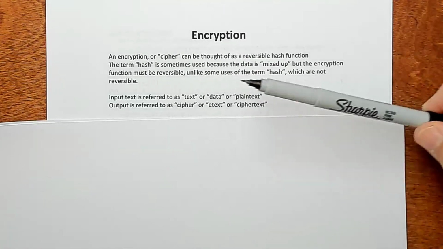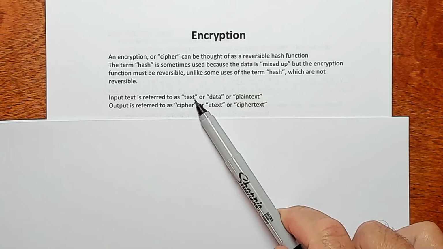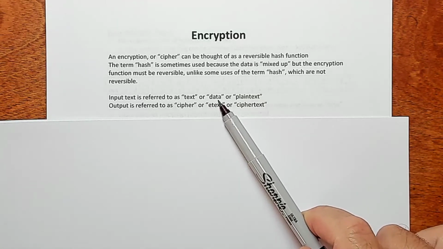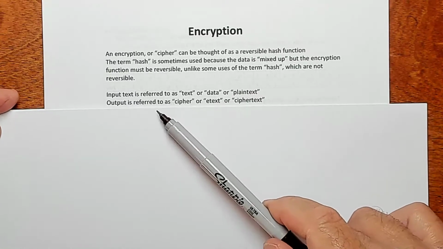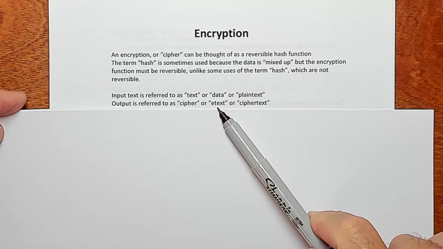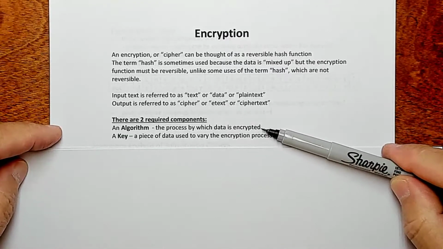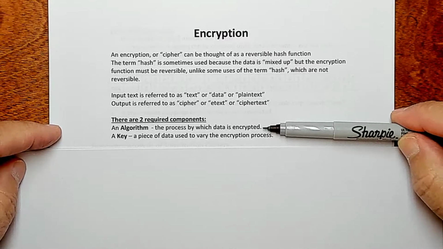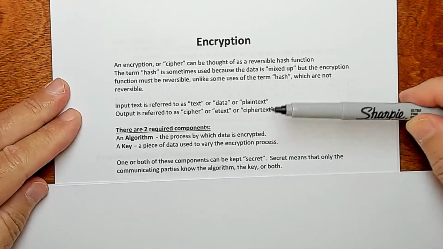All right, so some more terminology. We have the term text, or sometimes just called the data or the plain text. And then we encrypt that, and that's the output, which is sometimes called a cipher or e-text for encrypted text, or ciphertext. So there's two required components to do encryption. There's the algorithm, and then there's the key. And one or both of these can be kept secret.